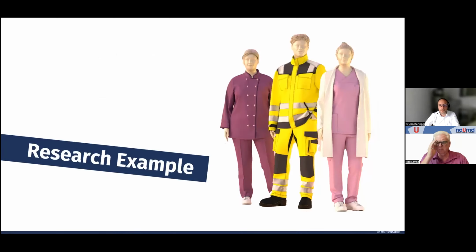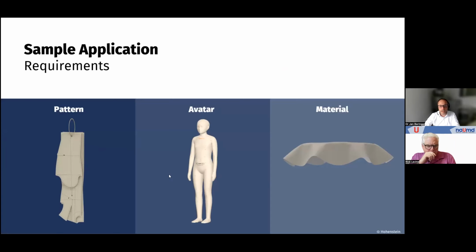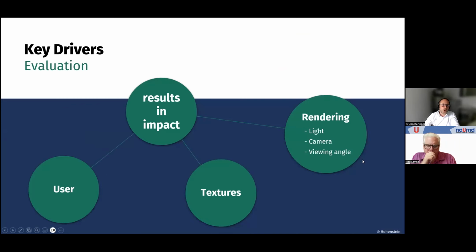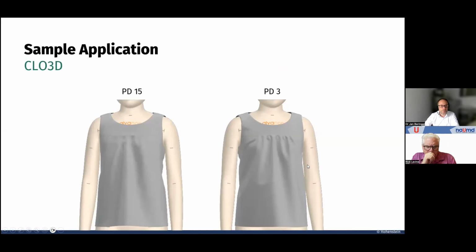So we did this with some examples. We had a predefined pattern, we had an avatar, and we used only one material. The key drivers of the results and the impact by the user are the textures, and of course the rendering, the light, the camera, and the viewing angle. So we tried to keep everything constant, so that there is good comparability between the different simulation approaches.